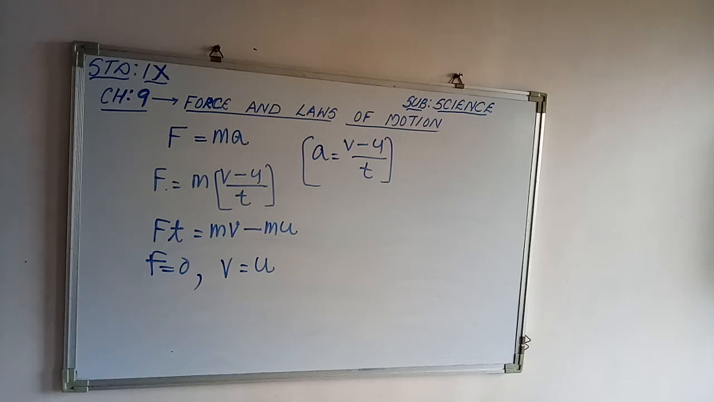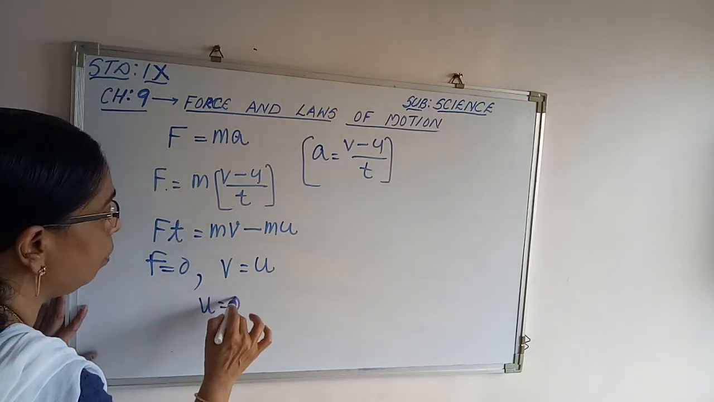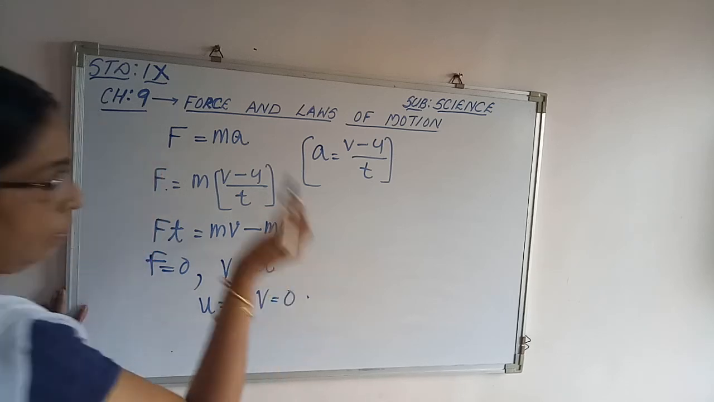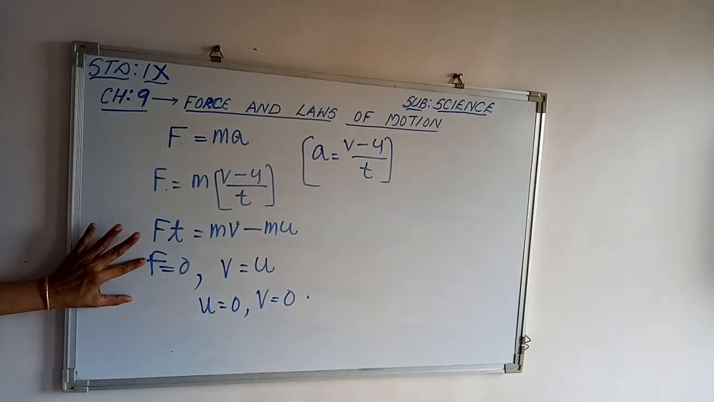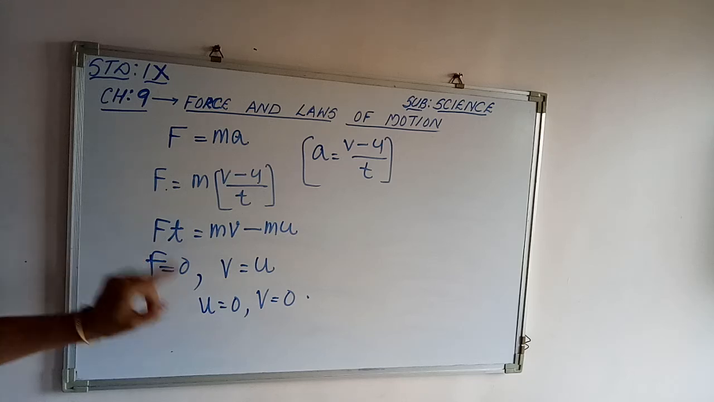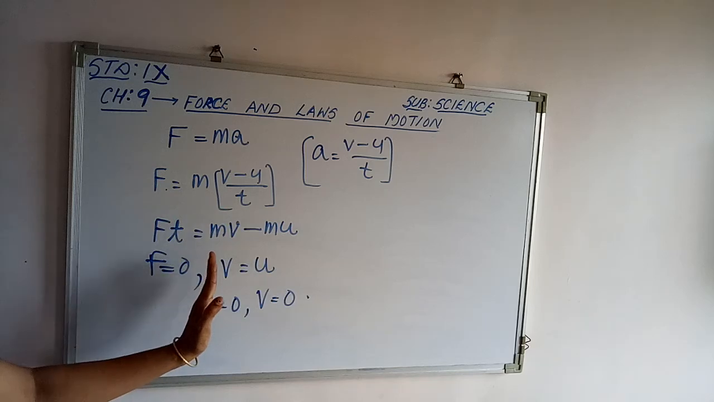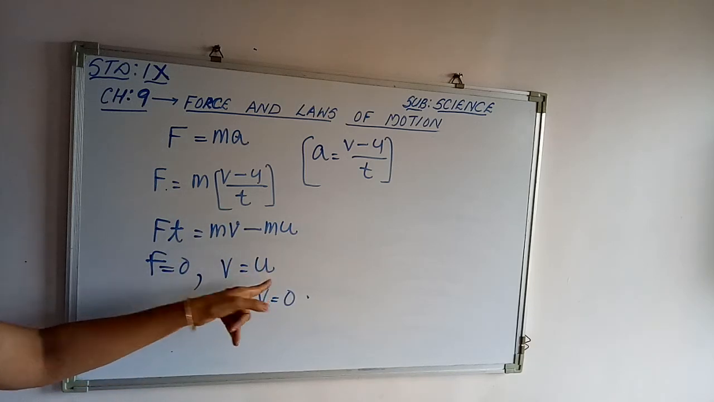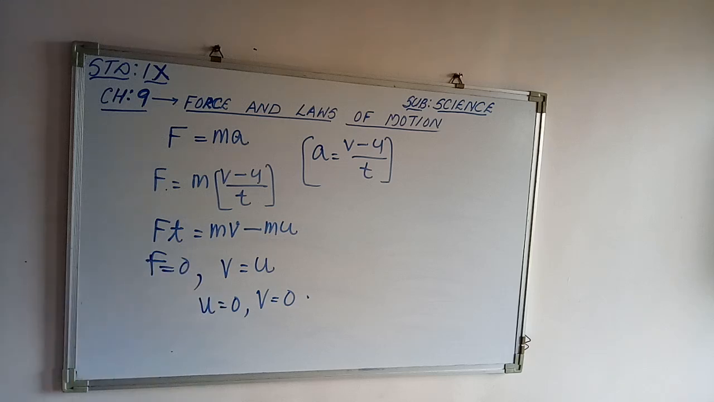And if u is 0, then v will also be 0. That is, the object will remain at rest. If u is equal to 0, v also will be 0, whatever is the time. If there is no force exerting on the object, and if the object is at rest, it will remain at rest only. And if the object is moving with a velocity u, it will continue to move with the same uniform velocity.